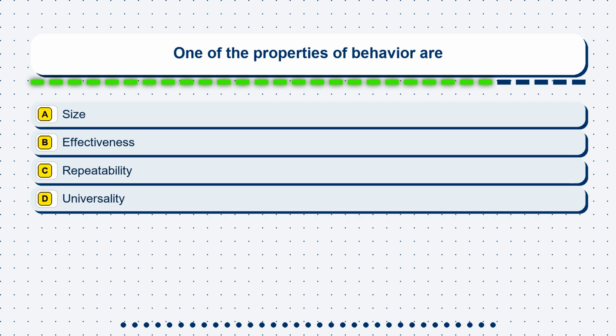Question 2. One of the properties of behavior is: Option A, size. Option B, effectiveness. Option C, repeatability. Option D, universality.